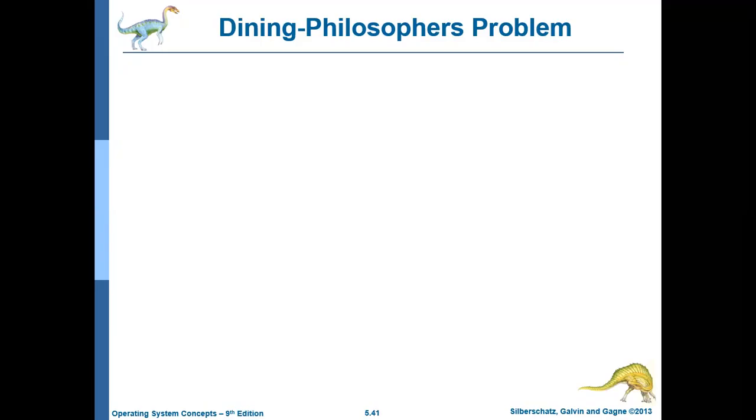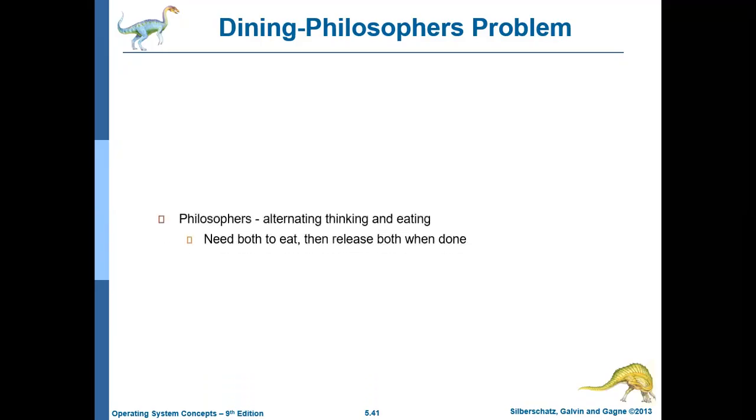So in the last session, we discussed the bounded buffer problem. In this session, we'll be discussing the dining philosophers problem. Okay, so it's a pretty interesting problem. In the dining philosophers problem, there will be five philosophers sitting at a round dining table, and most of the time they will be spending on thinking and eating.